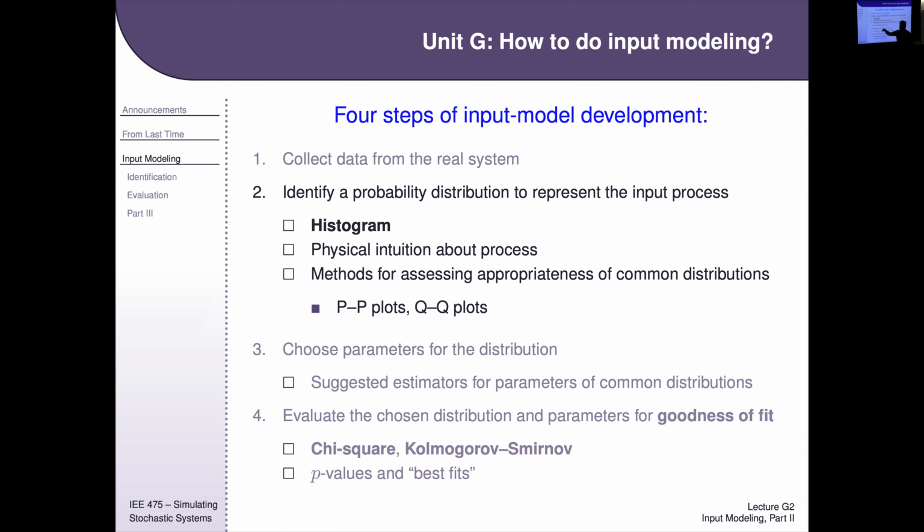Once we've got the histogram, there might be some ambiguity in which distributions we're going to pick. And so we need to use our physical intuition to say, all right, maybe it's that distribution over that distribution because this system has this physical property versus this other one.